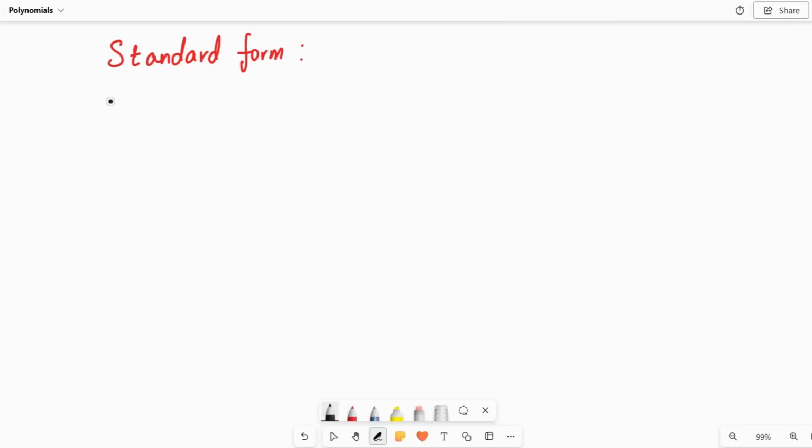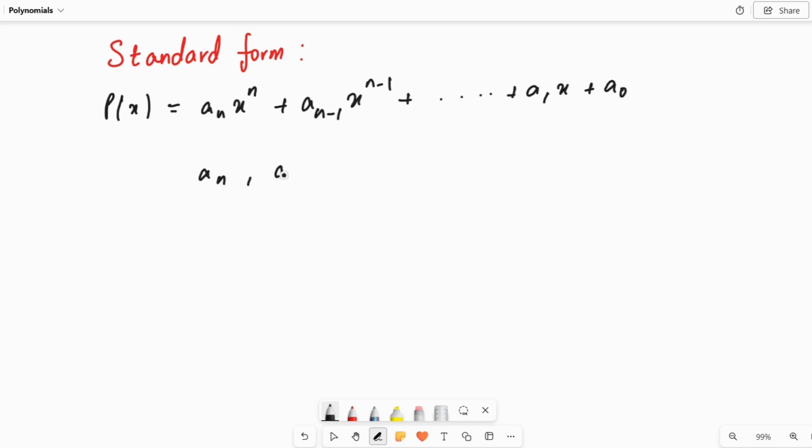Next, let's talk about the standard form of a polynomial. The general structure looks like p of x is equal to a of n into x power n plus a of n minus 1 into x power n minus 1, and so on to a of 1 into x plus a of 0, where a of n, a of n minus 1, a of 1, and so on are the coefficients of the terms, while x power n, x power n minus 1, x, and so on are the powers of the variable x, while a of 0 is the constant term. So these constants, coefficients must belong to the set of real numbers.